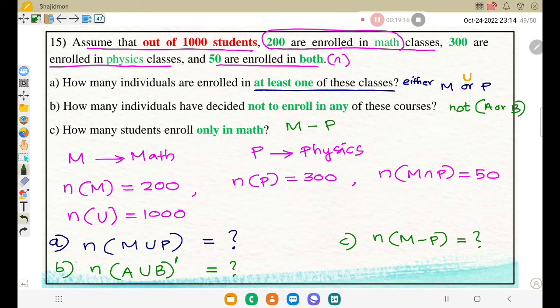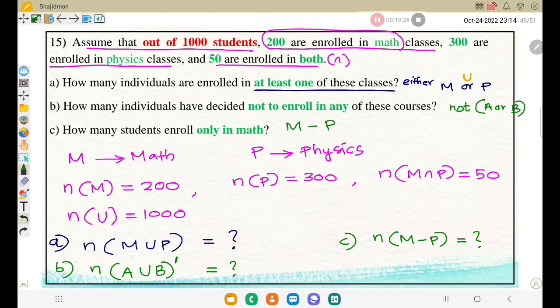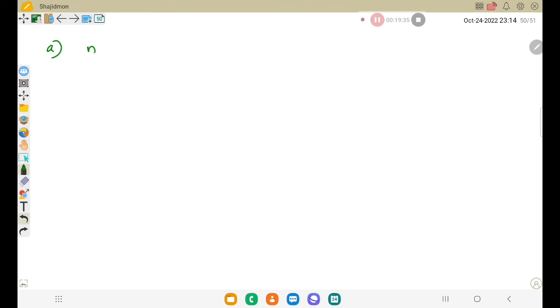Okay, you can read it one or two times so that it will come into your mind. So I am answering this question now. First, the A part of the question. What is the A part? Number of M union P equal to how much? So we start from the rule first, correct? Number of M union P equals number of M plus number of P minus number of M intersection P, correct?